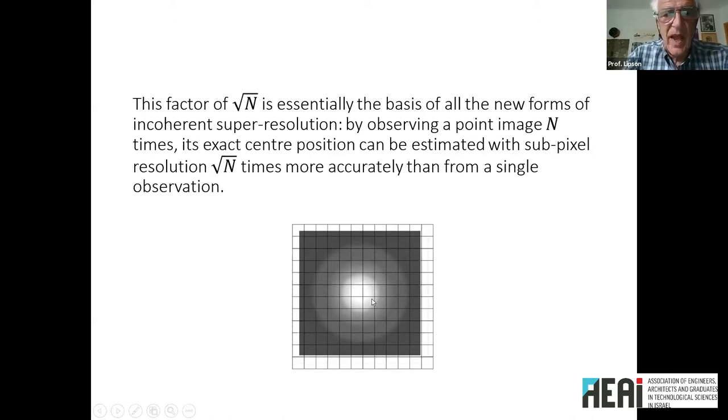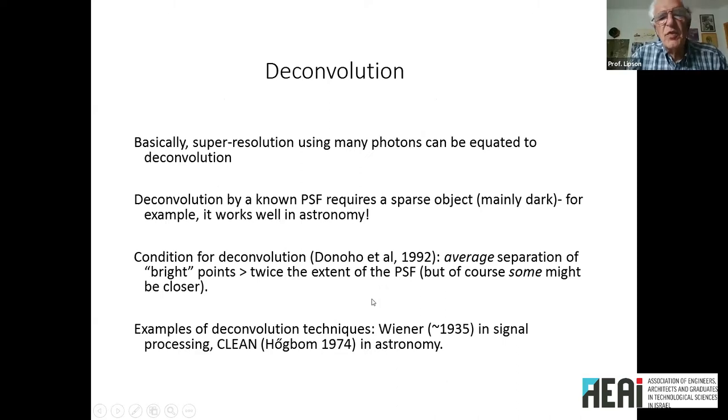In fact, if you look at this from a mathematical point of view, this is a process of deconvolution. Provided we don't have overlap between the points which we're looking at, we can use deconvolution to get super resolution using many photons. We take the many photons, we deconvolve according to the point spread function, which we can calculate for the system, and then we will get a better resolved image.